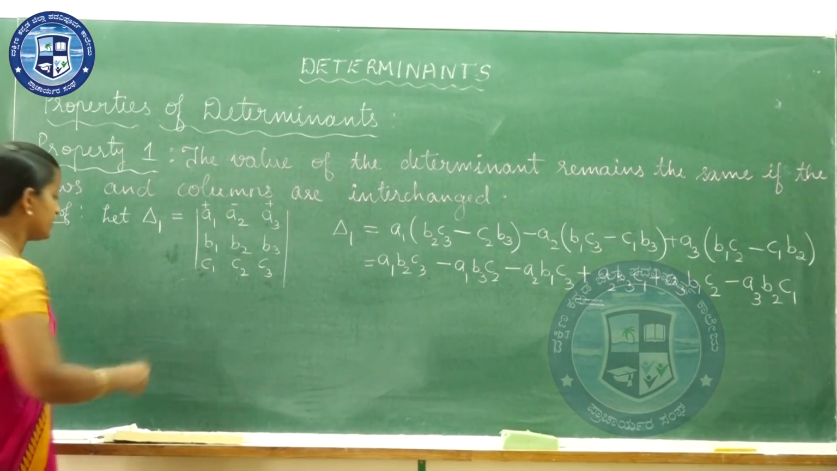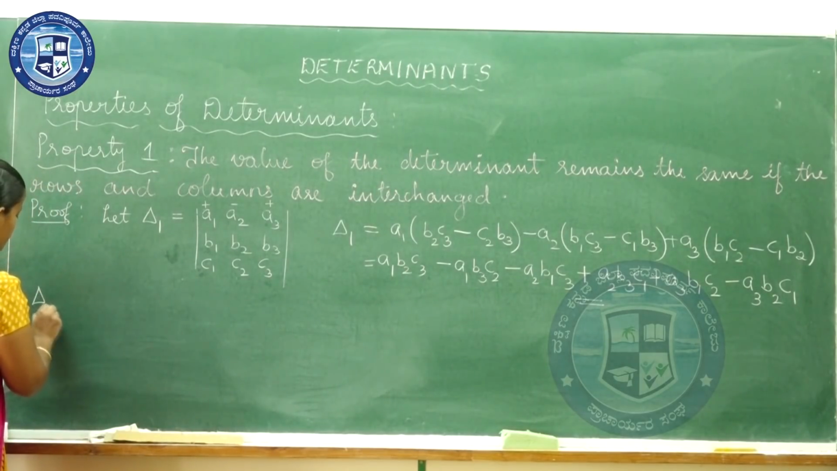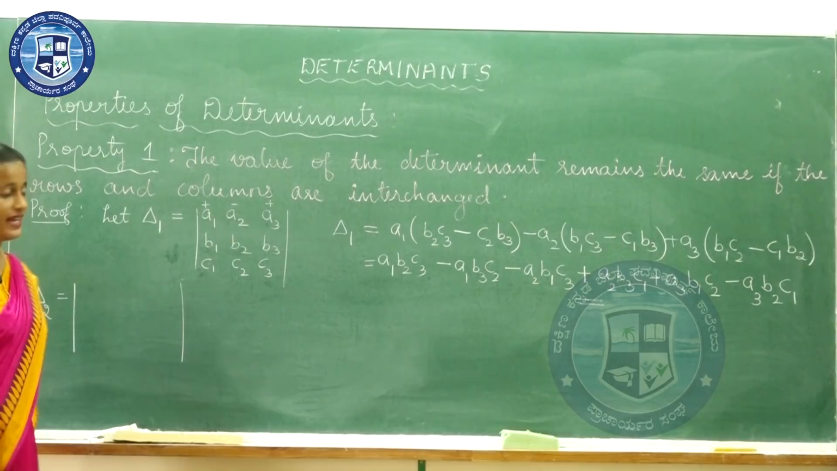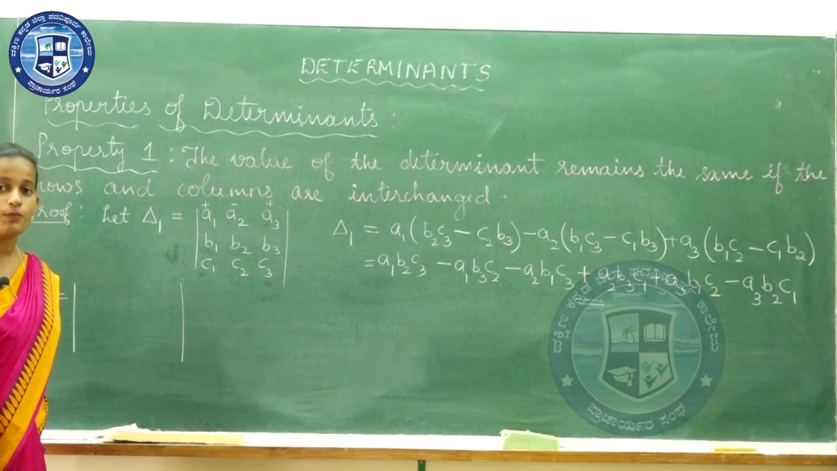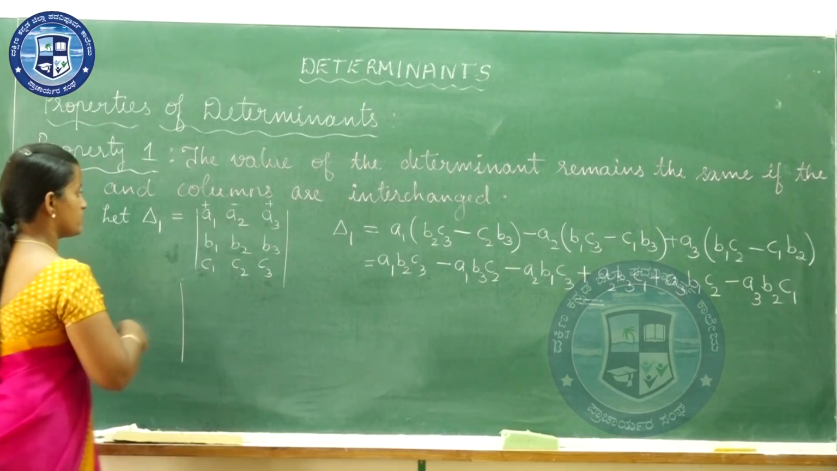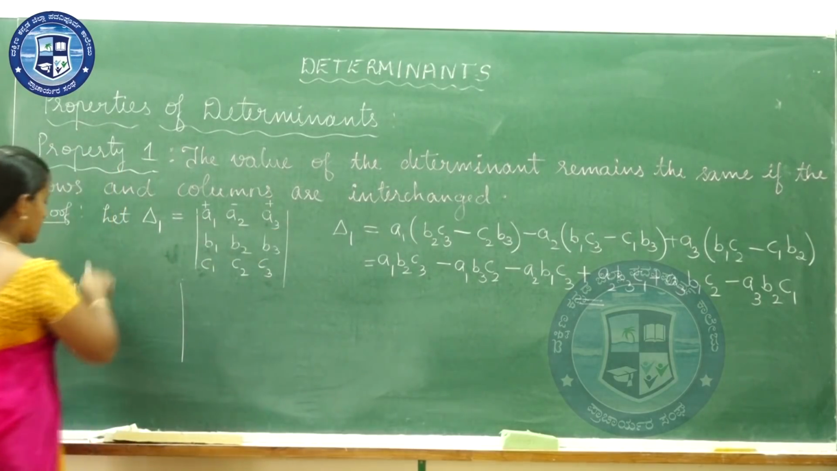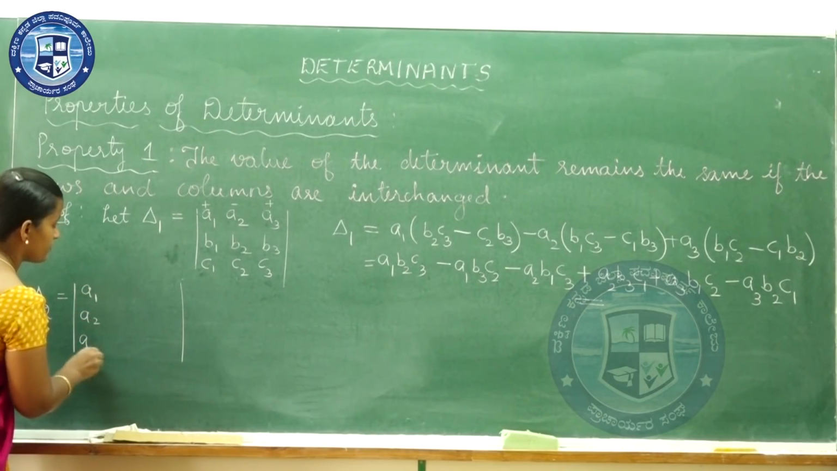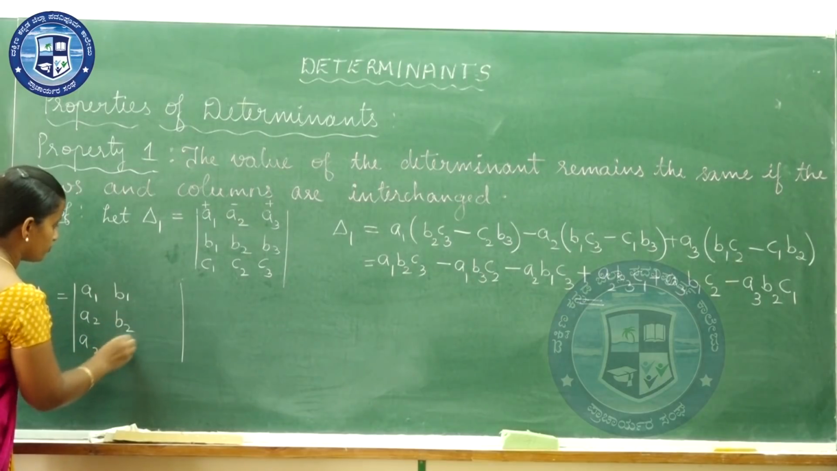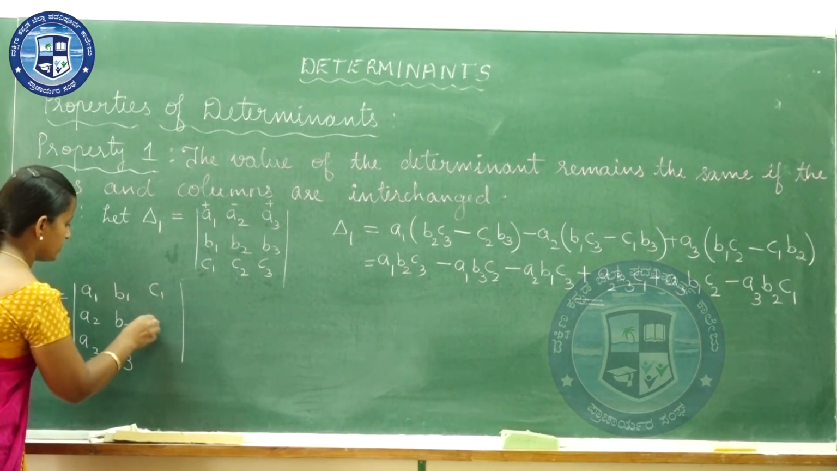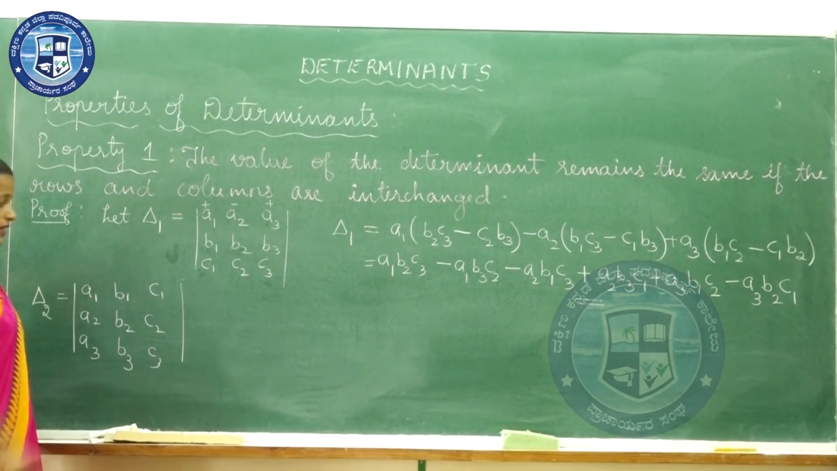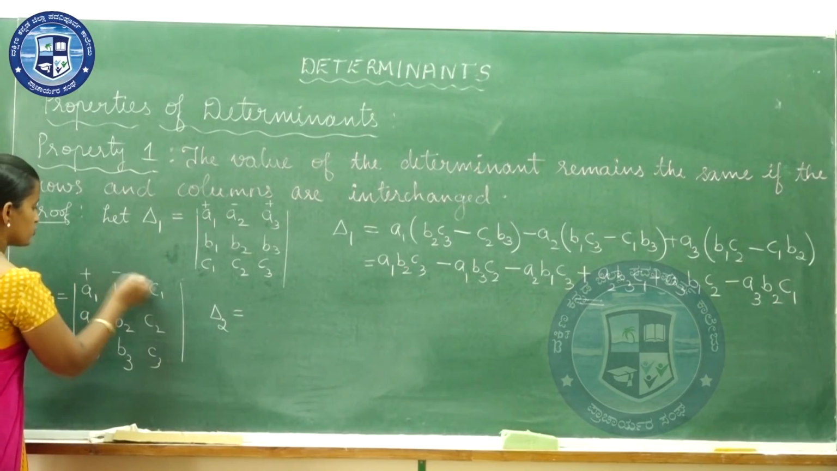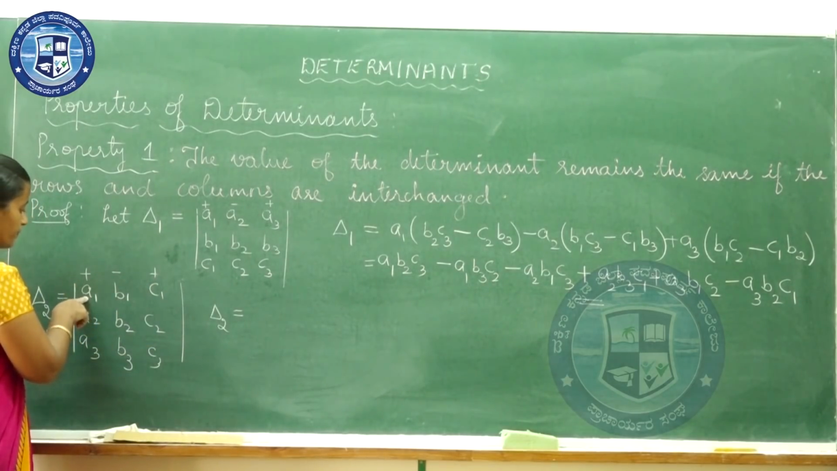Now let delta 2 be the determinant obtained by interchanging the rows and columns. So the first row here becomes the first column. So A1, A2, A3, B1, B2, B3, C1, C2, C3. Okay. Now let us expand this delta 2 about the first row. So plus minus plus.